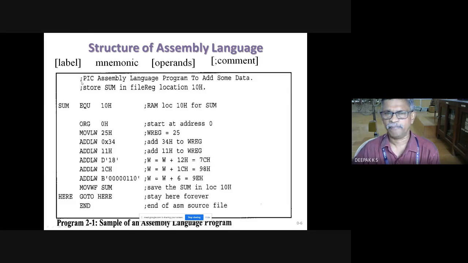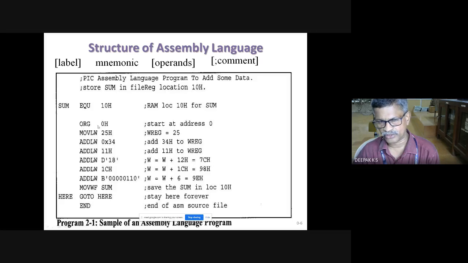So here this is a comment, PIC assembly language program to add some data. Again a comment, store sum in file register location 10H. So here sum is equated to 10H, RAM location 10H for sum. So whenever you are referring to sum, it would be RAM location 10H. The addition of some data is stored in sum, and the location is 10H that you have specified here. And this is a directive to the assembler.